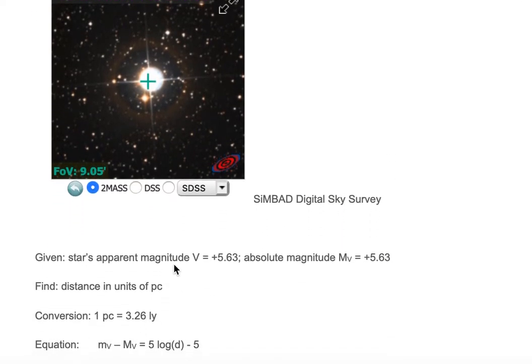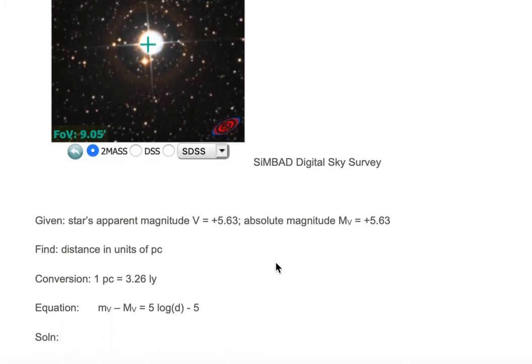We know the star's apparent magnitude is positive 5.63, and we know the star's absolute magnitude, capital M sub V, is positive 5.63. Apparent magnitude and absolute magnitude are the same. We want to find the distance to this star in units of parsecs. We have a conversion of parsecs to light years: 1 parsec is 3.26 light years, should we need it.